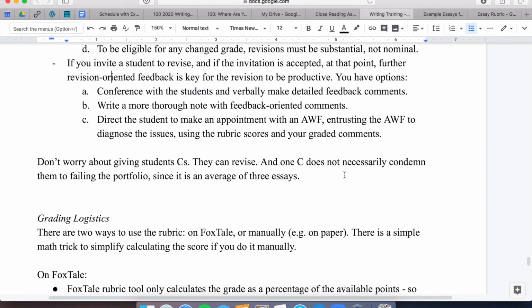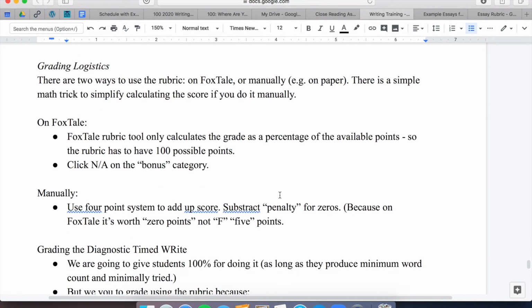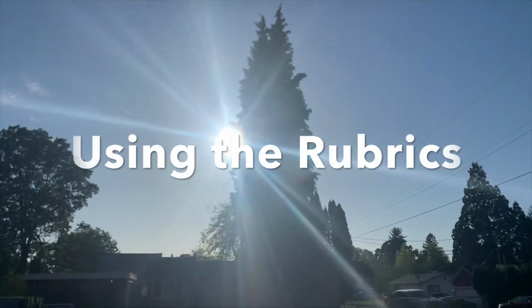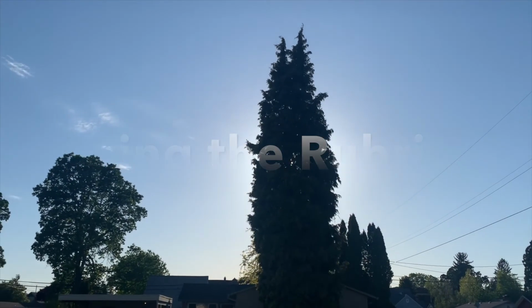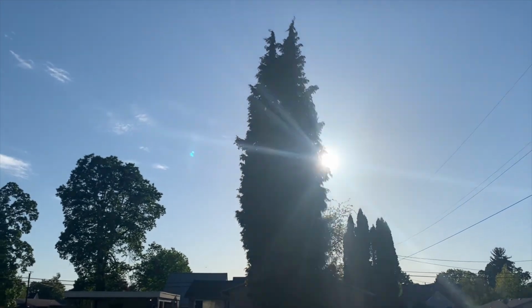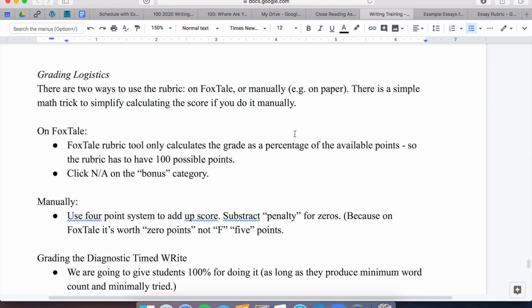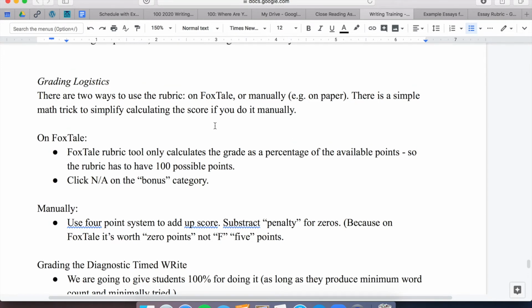Okay, now I'm going to briefly describe how you actually use these rubrics. There are two different ways you can use this rubric. You can either use it on Foxtail by clicking the different categories in the Foxtail tool, which you can import from the Master Liba Foxtail page, or you can simply use the rubric manually on paper, so to speak, and calculate the score yourself. First, let's take a look at how it looks in Foxtail.